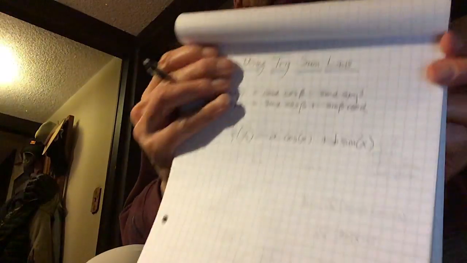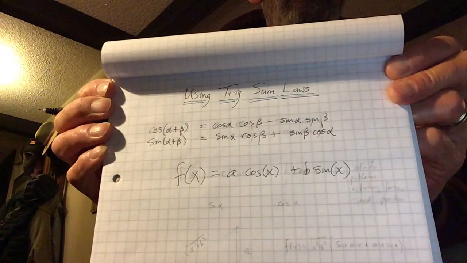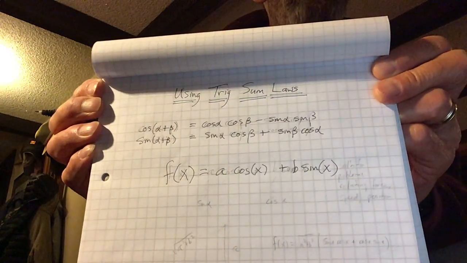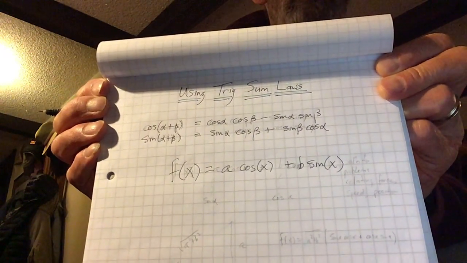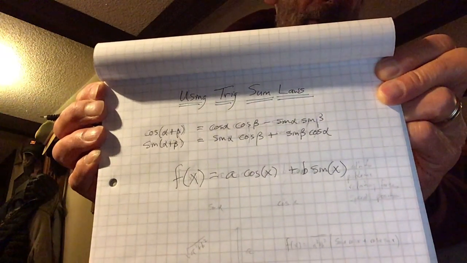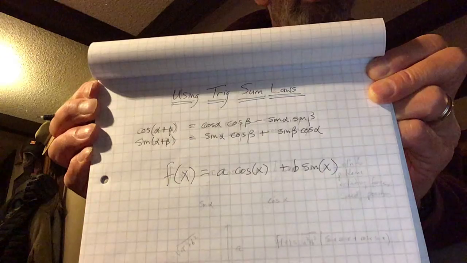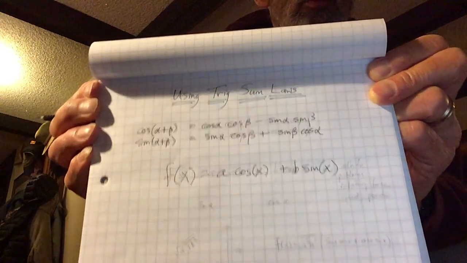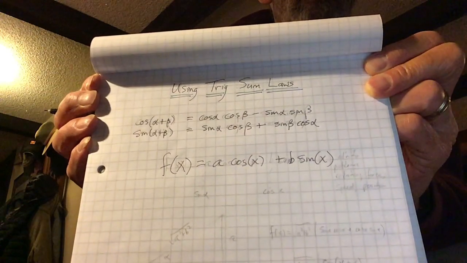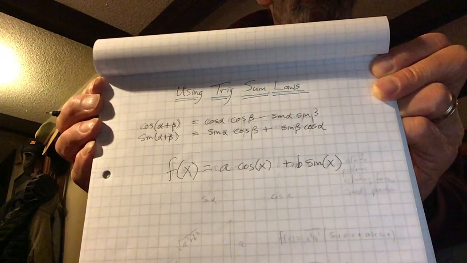So what's happening for any particular x is some number a times cosine of x plus another number b times sine of x. And what we can do is use the addition laws and difference laws for sine and cosine to figure out this as one particular sine or cosine function, kind of depending on your mood. So here's how we're going to do it.